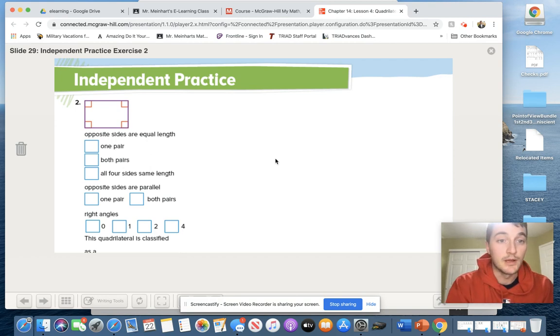Independent practice, number 2. So opposite sides are equal length. Does it have 1 pair? Both pairs? All 4 sides are the same length? I don't know. You tell me. Opposite sides are parallel. 1 pair? Both pairs? I don't know. You tell me. How many right angles?